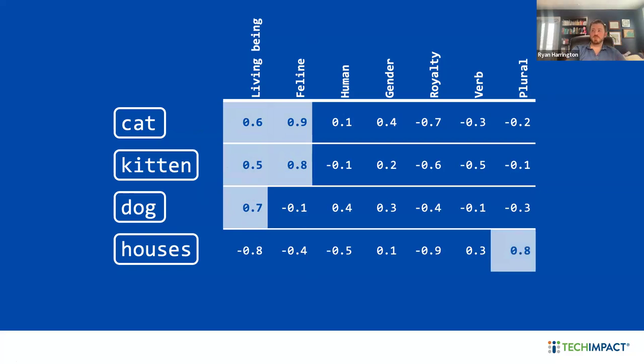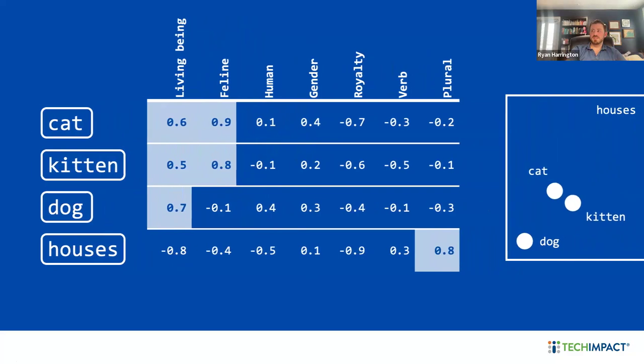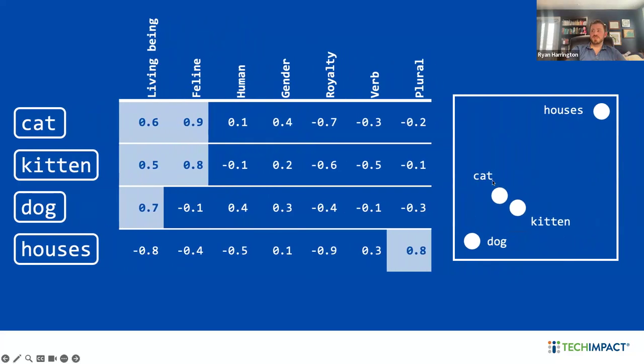And it turns out if we were to graph those differences, the words end up being near each other. So cat and kitten are close by each other because they're related concepts. Dog becomes relatively near it because it's a related concept, whereas houses is kind of further off. And obviously you can't actually graph seven dimensions, which is how many of these there are. So I'm dropping it down to two dimensions to simplify things, but hopefully you get the gist.